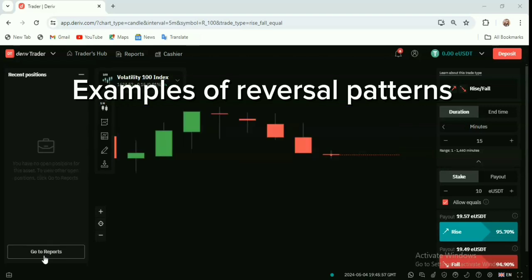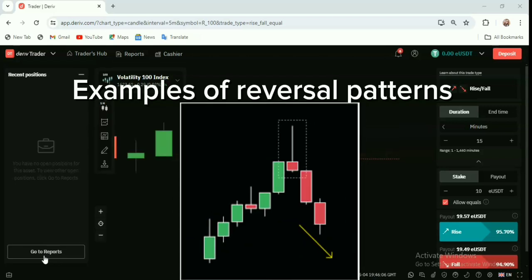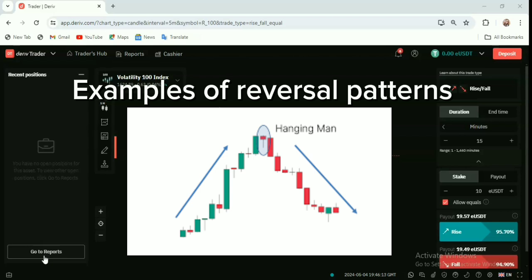Examples of a bearish hammer: 1, the hanging man. 2, we have the shooting star. These 2 are examples of a bearish hammer. They are hammers, but they are bearish. So the hanging man candle is similar to a hammer, but indicates a bearish reversal. Unlike a hammer, it appears mainly at the end of an uptrend, hence the name hanging man. It is an example of a bearish hammer candlestick pattern.